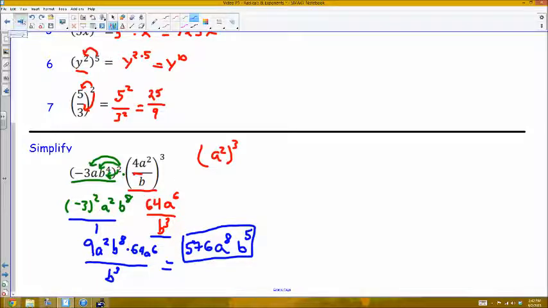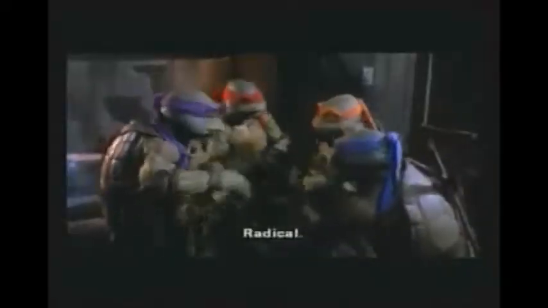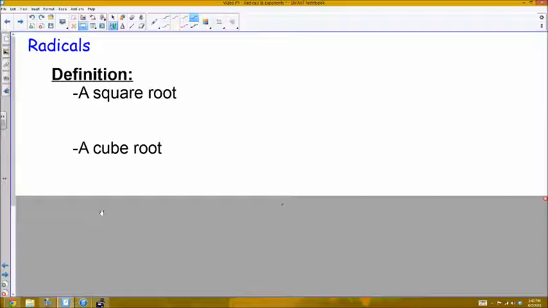Now, with exponents, also radicals. Radicals! Yeah! Now, radicals you've probably seen before, square roots. For example, if I'm taking the square root of 25, if I want to simplify this, I'm going to look for perfect squares within that. And since 25 is 5 times 5, the square root of that, or the number when multiplied by itself gives me 25, would be 5.